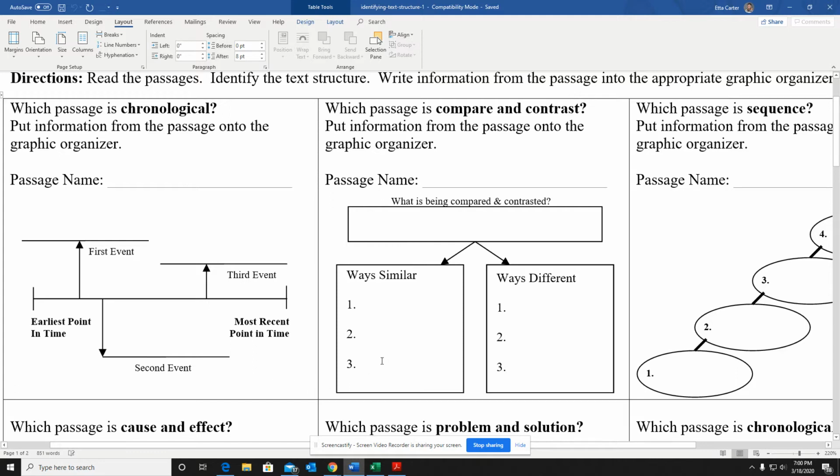Then you have compare and contrast. Put information from the passage onto the graphic organizer. So there's going to be a passage, and you're going to be asked to see how things are alike and how things are different. I want to take you back to elementary school when you used the Venn diagram. It looked like 2 circles together, and where the circles meet, that's what they had in common.